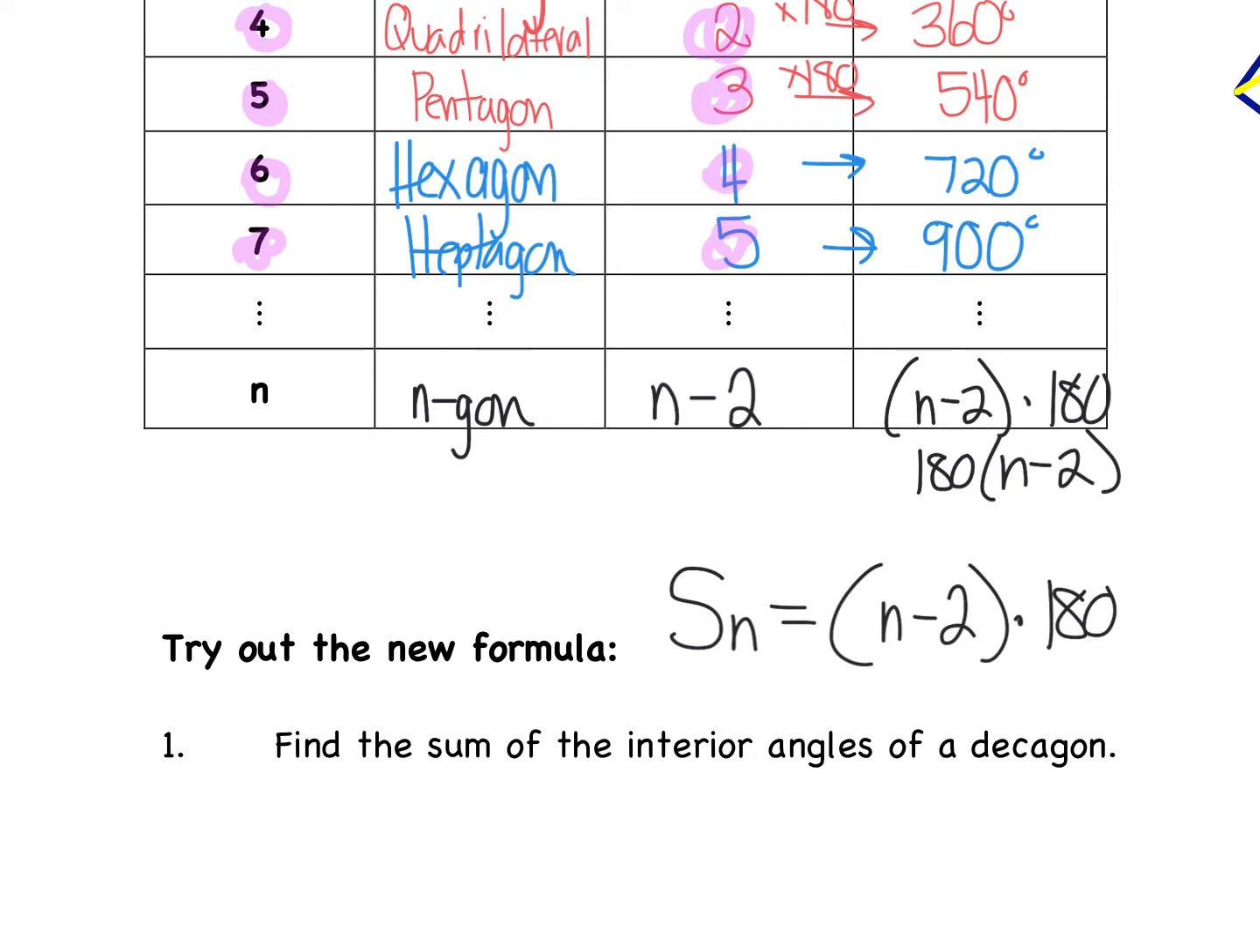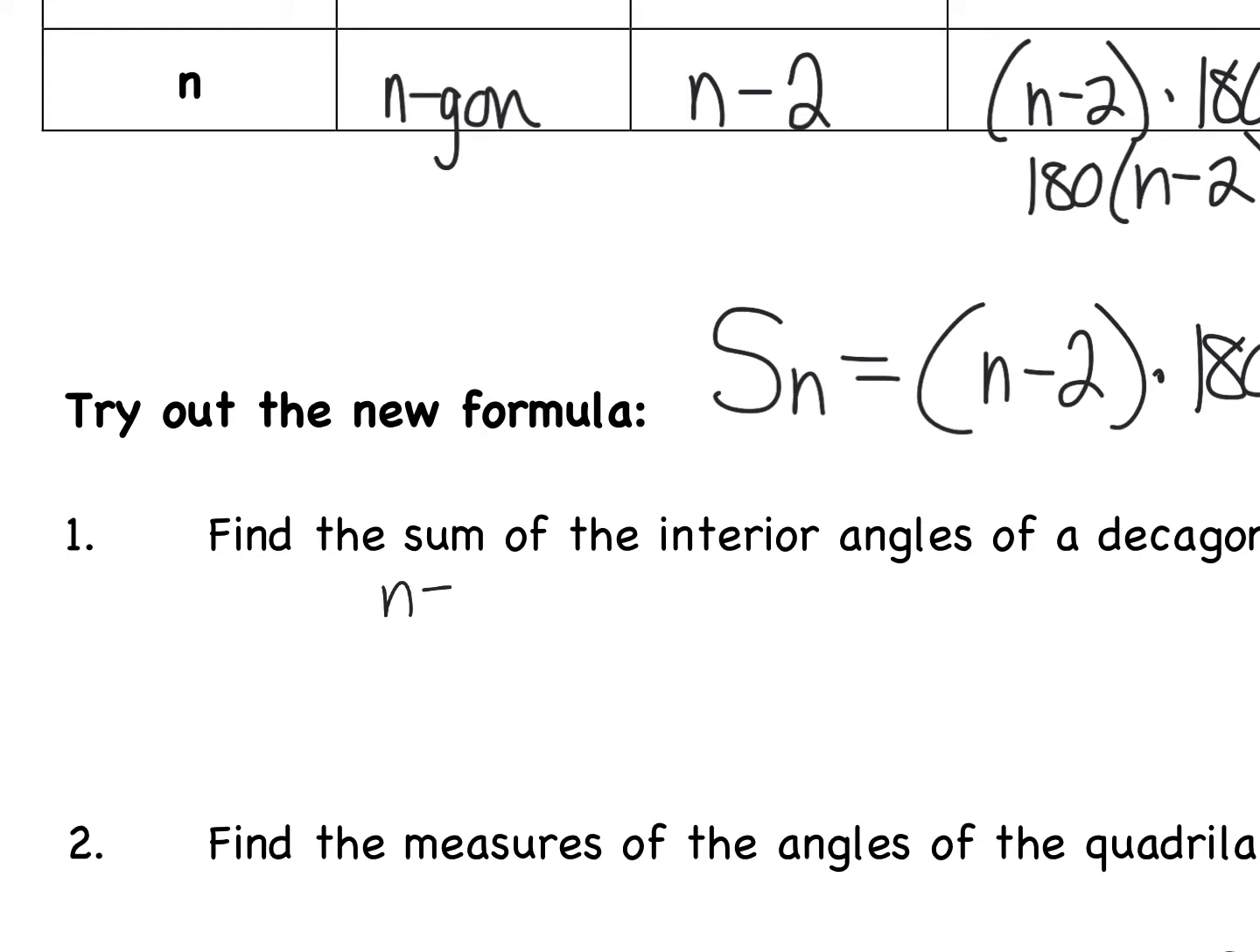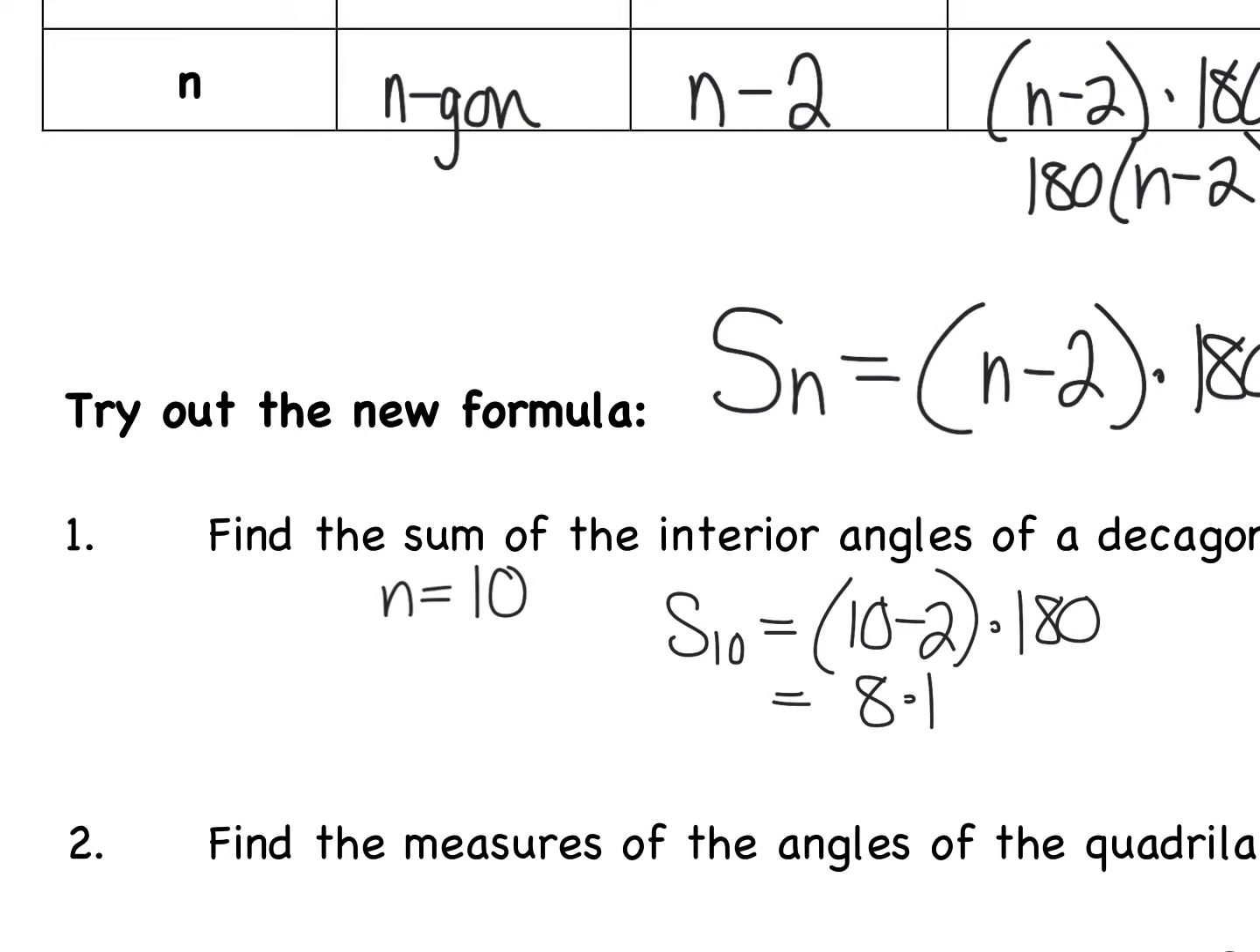Okay, so first example here, find the sum of the angles, interior angles of a decagon. All right, so the first thing I need to figure out is how many sides in a decagon. It is 10. So the sum of the 10 interior angles is going to be 10 minus 2. I put 10 in place of n times 180. So this is equal to 8 times 180 degrees. And so I get a sum of 1,440 degrees.